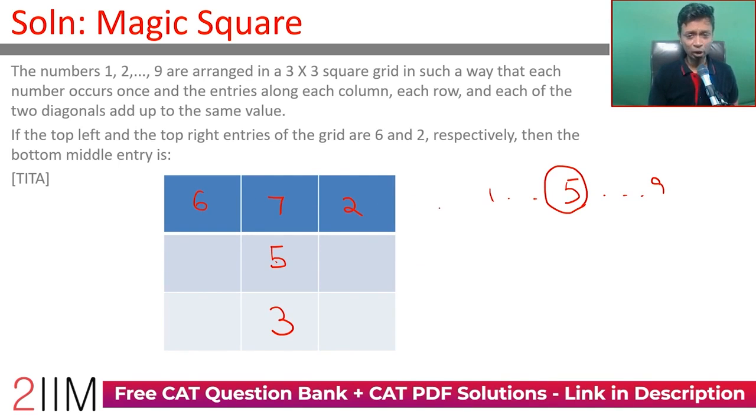The key idea here: find the total sum. Therefore, you are able to find the sum of each row or each column. Each row, each column, each diagonal all add up to 15. And so now you can fill the entire grid.